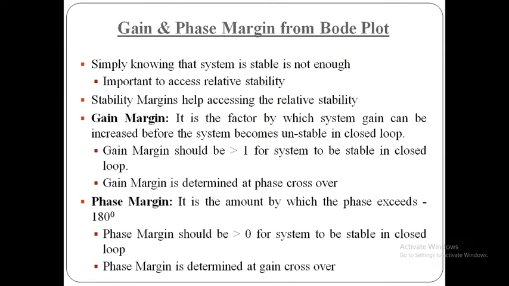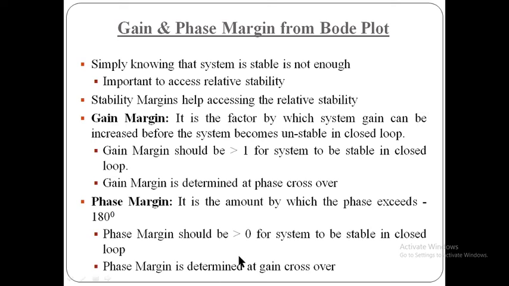Then here are the gain and phase margin from the Bode plot. So simply knowing that the system is stable is not enough. Important is to assess the relative stability. The stability margin helps in assessing the relative stability. So here is the gain margin. It is a factor by which the system gain can be increased before the system becomes unstable in closed loop. So gain margin should be greater than 1 for the system to be stable in a closed loop. Gain margin is determined at the phase crossover.